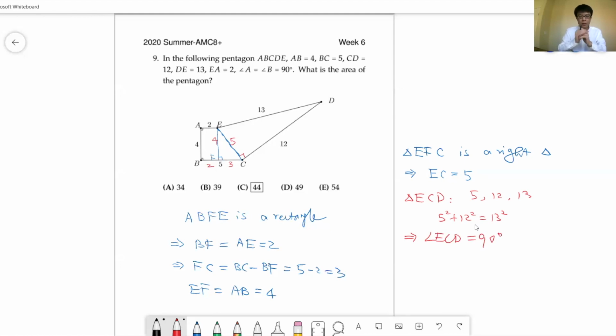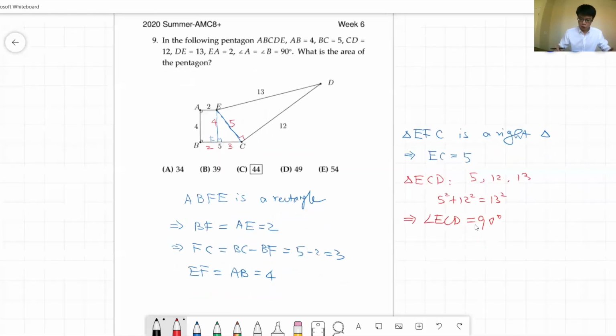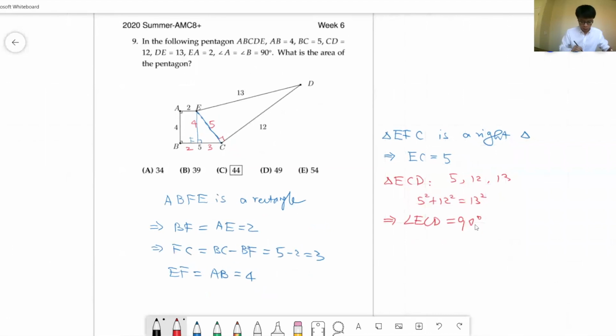So basically we can split this pentagon into two parts. One is the trapezoid, the other one is the right triangle. So we can consider the areas separately. For the trapezoid AECB, the area is 1/2 times (AE plus BC), so 2 plus 5, times the height 4, which is 14.